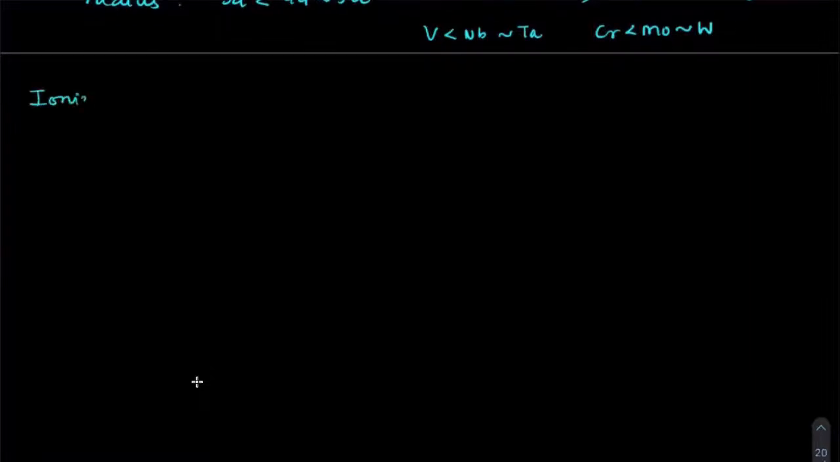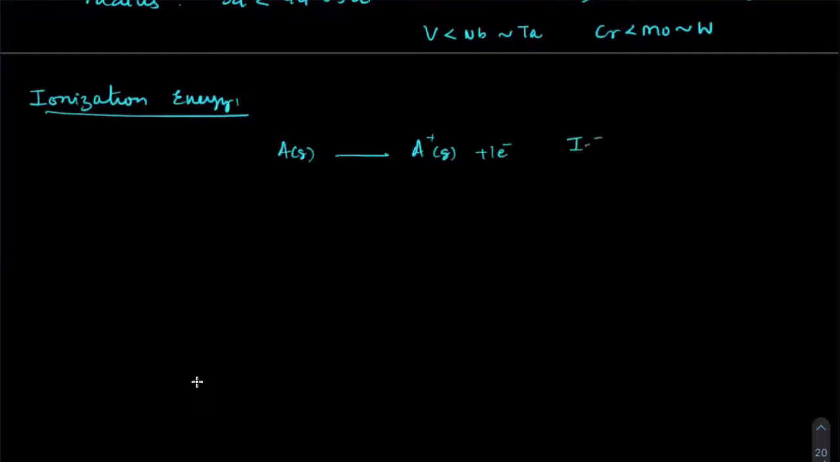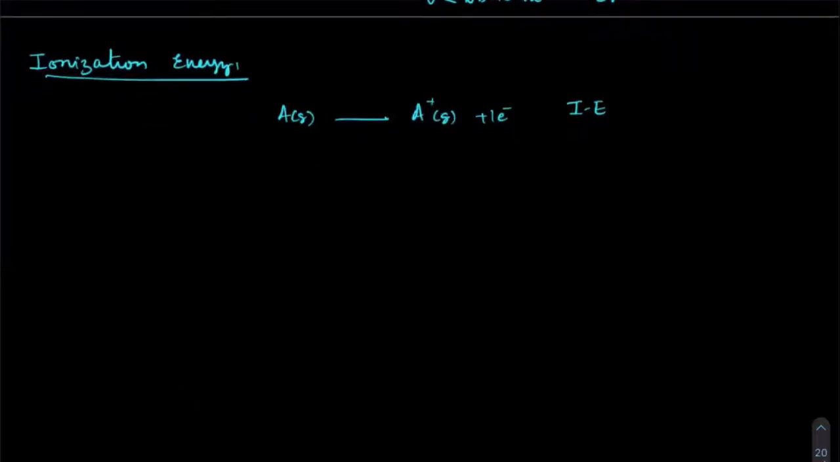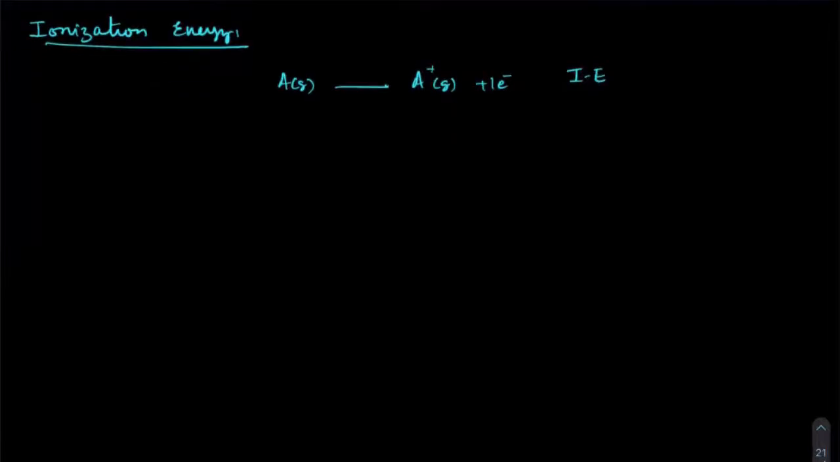The next important point is ionization energy. Ionization energy means an element completely becoming an ion by removing an electron; this is read as ionization energy. How does this vary across the period and down the group?